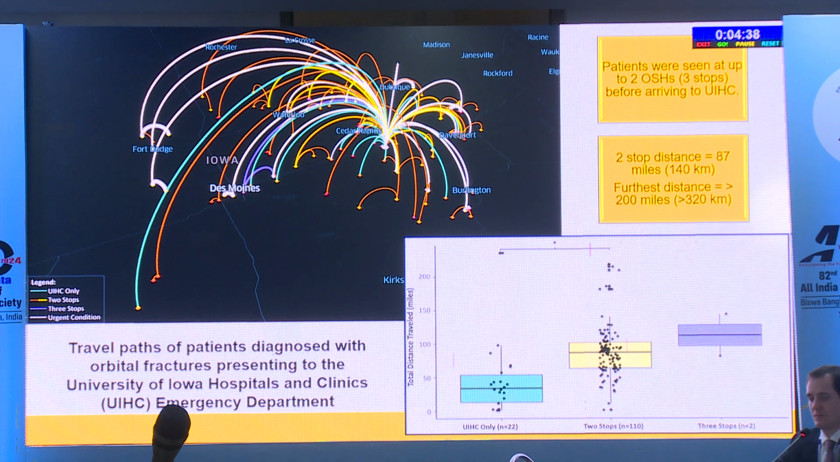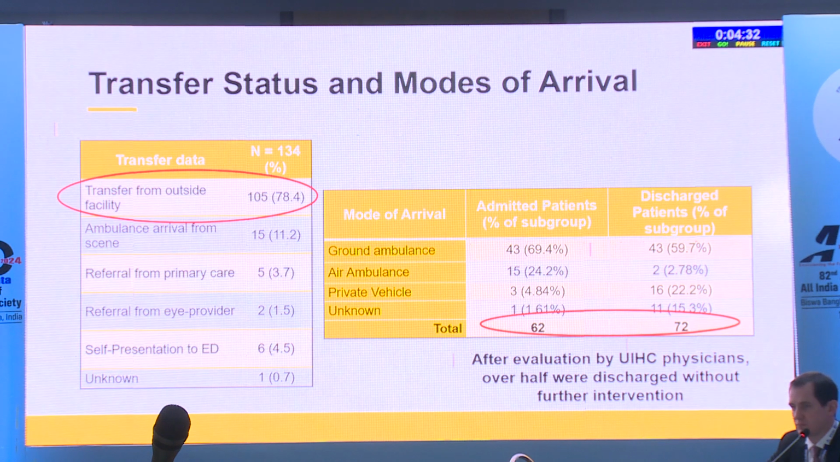And then what happens when they get to us, right? They get to us, and then how do they get home from those places? And this I think is the real kicker. Transfers from outside facilities was the biggest reason for these fracture transfers. And if you look down there at the bottom right, over half of the patients that we evaluated ended up being discharged without further intervention, right?